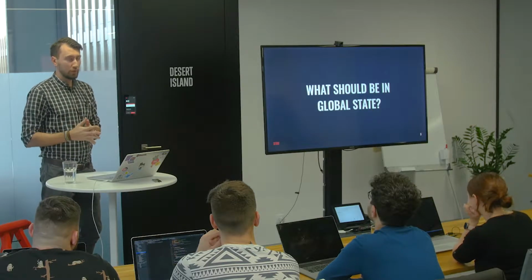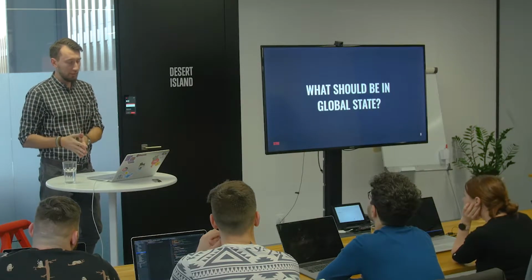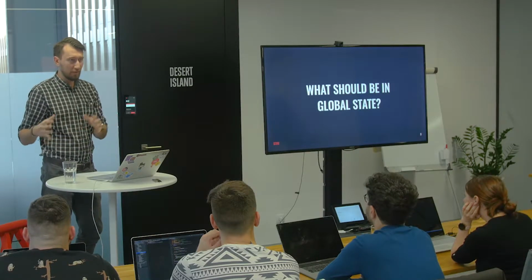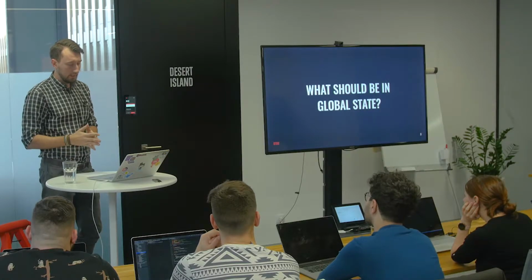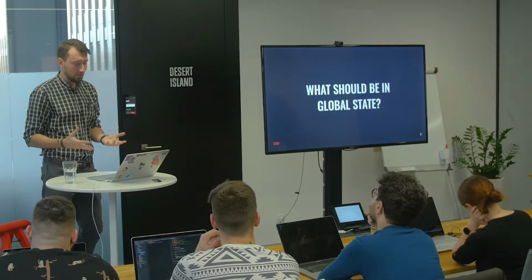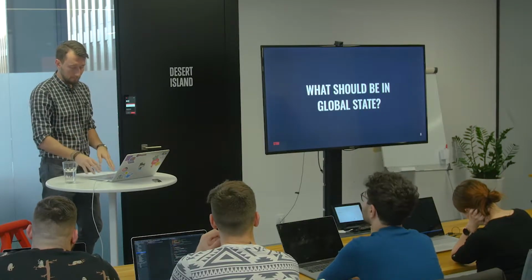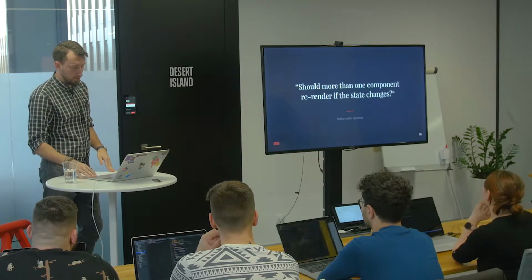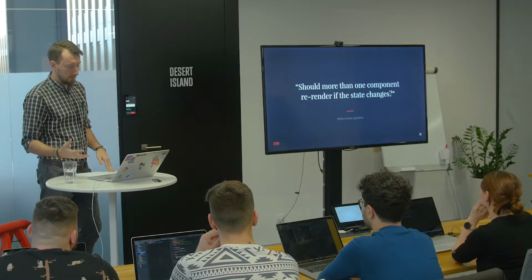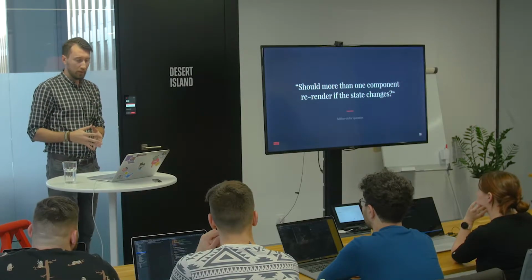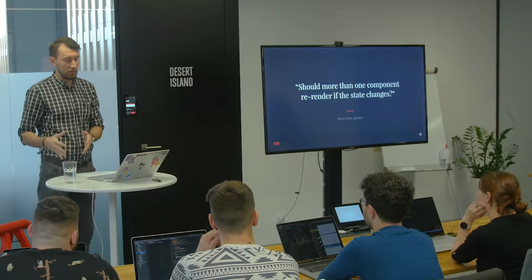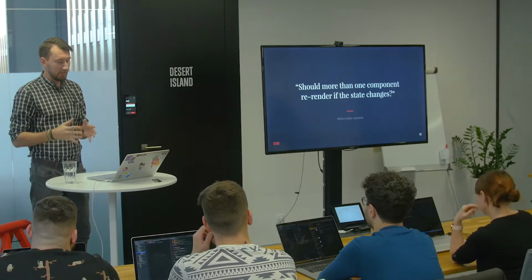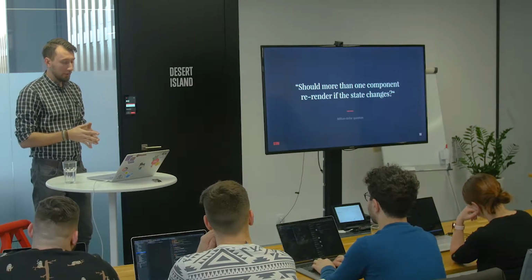So the question we should ask next is what should be in global state? Because it's a bad practice to put everything in global state, and for some things local state is perfectly fine. So to make a sound decision, we usually want to ask this question: should more than one component re-render if the state changes? If the answer is yes, then probably the state should be a global one.